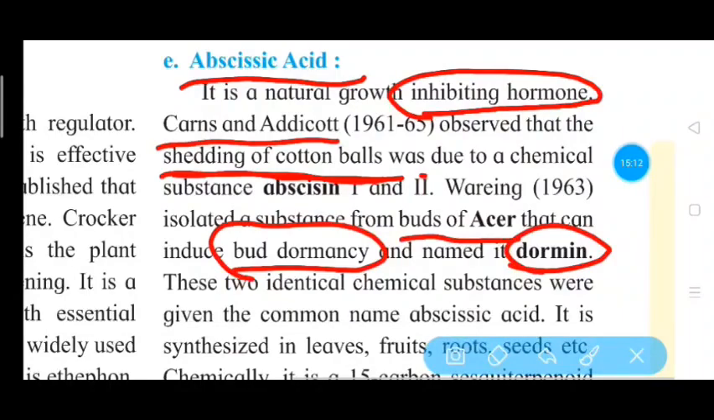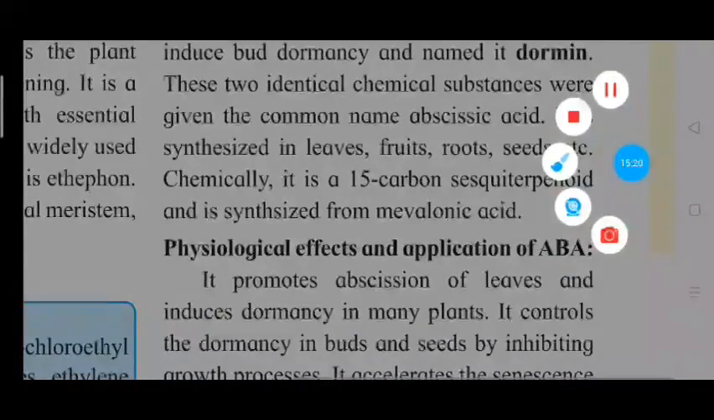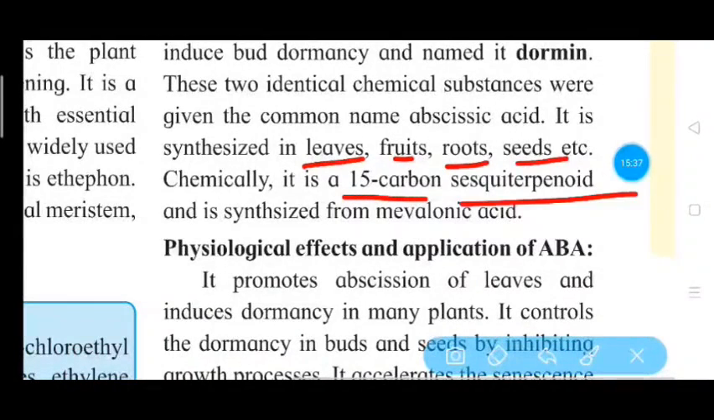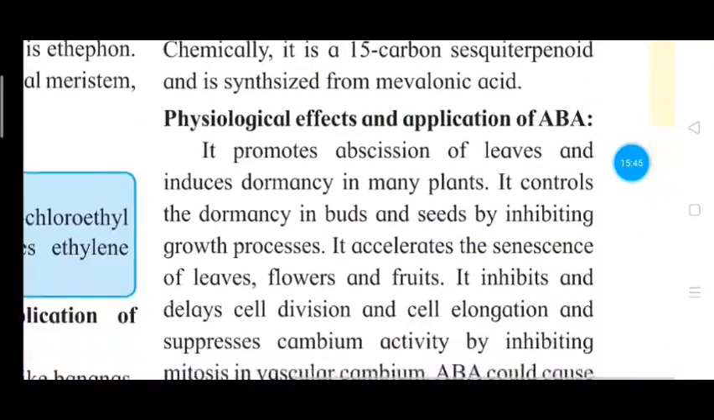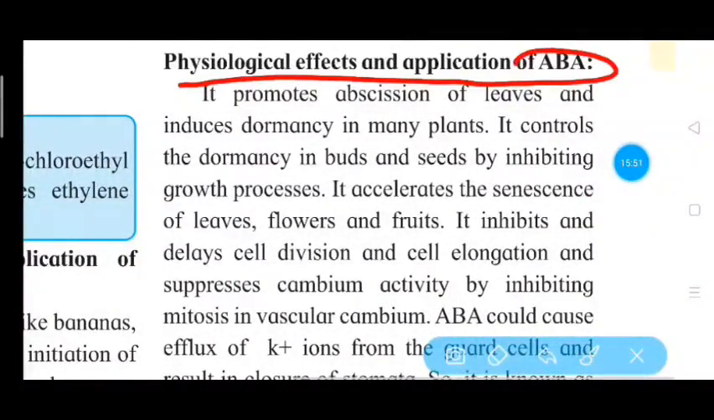Then these two identical chemical substances were given the common name abscisic acid, and it is synthesized in leaves, fruit, root, seeds. Chemically, it is a 15 carbon sesquiterpenoid, and it is synthesized from mevalonic acid. Now about the physiological effect and application of abscisic acid. It promotes the abscission of leaves. It promotes the abscission, so it is abscisic acid.